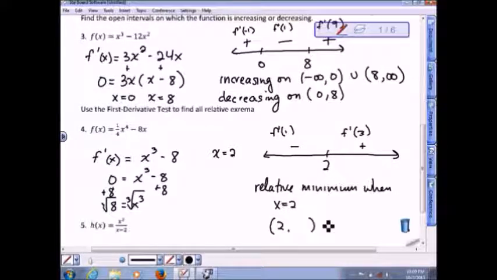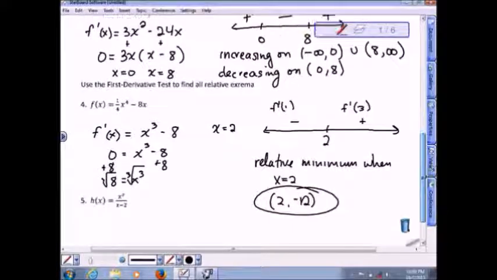Now for the actual point that represents that on the graph, we have to plug a 2 as an input into the original function for both x's. 2 to the 4th power is 16. 1/4 of 16 is 4. 4 minus 8 times 2 is 4 minus 16, which is negative 12. So the minimum value is negative 12 when x equals 2.